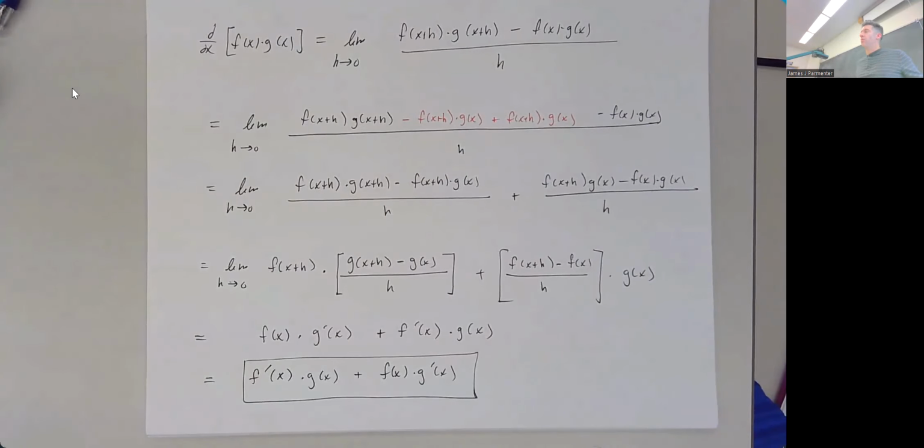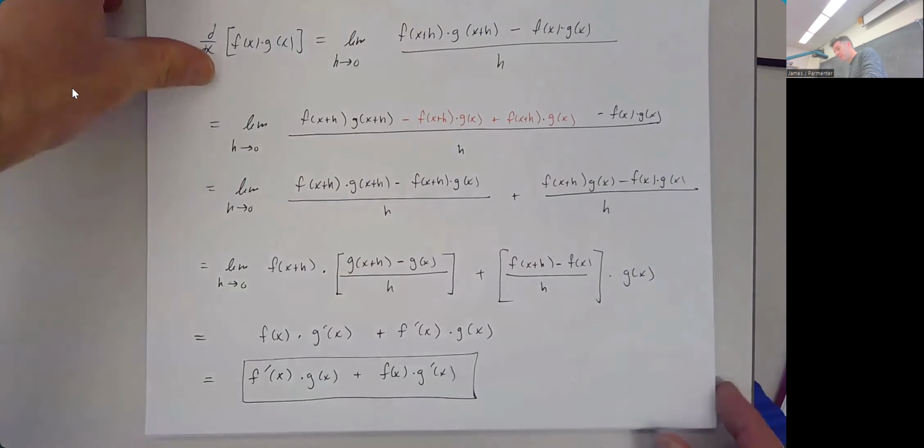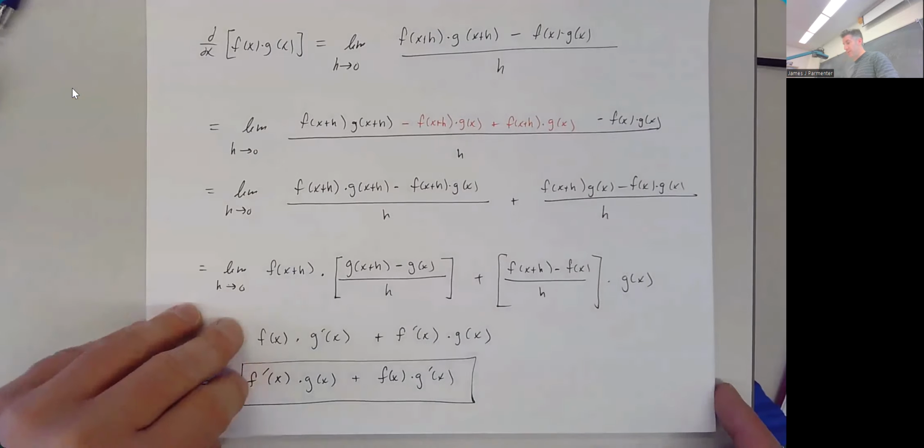Do you have to be able to prove the product rule? Not at all. Is it nice to have seen it? Yeah, it's nice to see it to make it a little bit more believable. So, the product rule is great whenever you have two things multiplied together. Let's look at some examples.